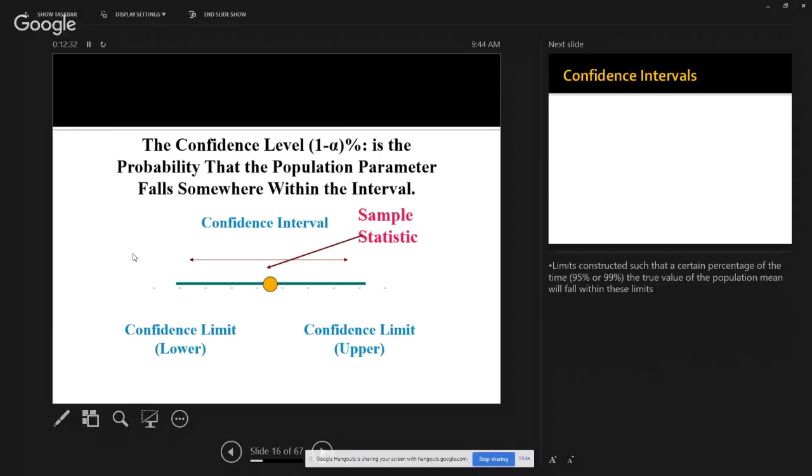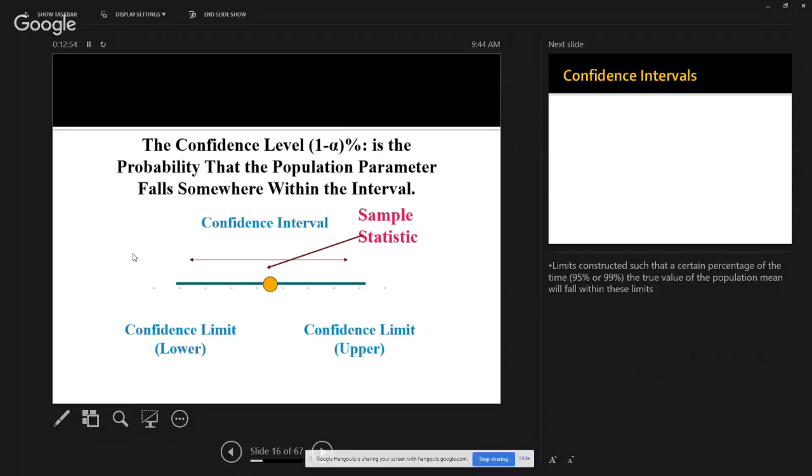A confidence level then is 1 minus alpha. So alpha is simply how confident we want to be. Usually we say 0.95. Or sorry, alpha would be 0.05, pardon me. 1 minus alpha, so 0.95.